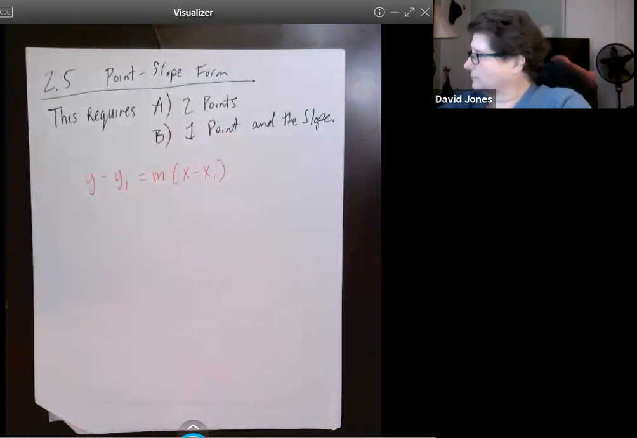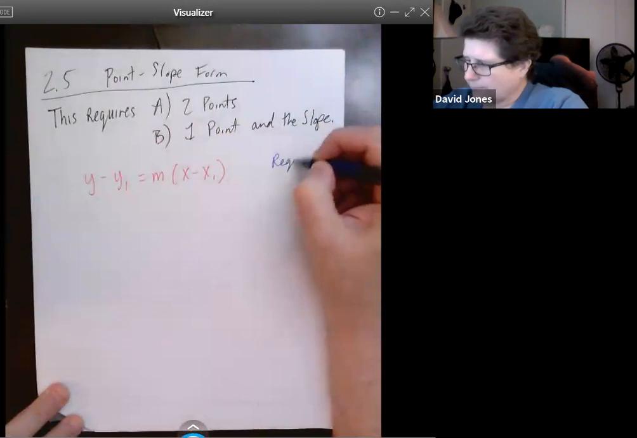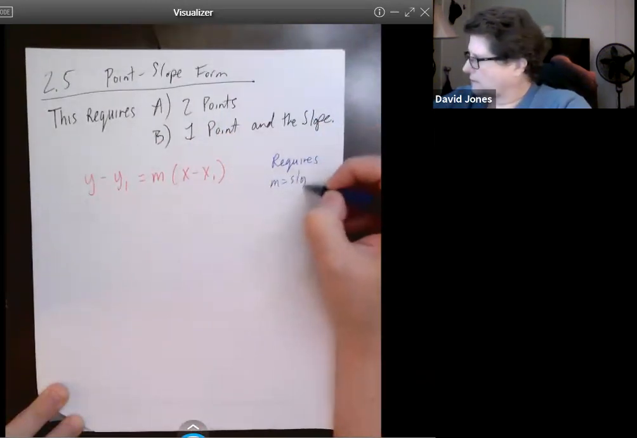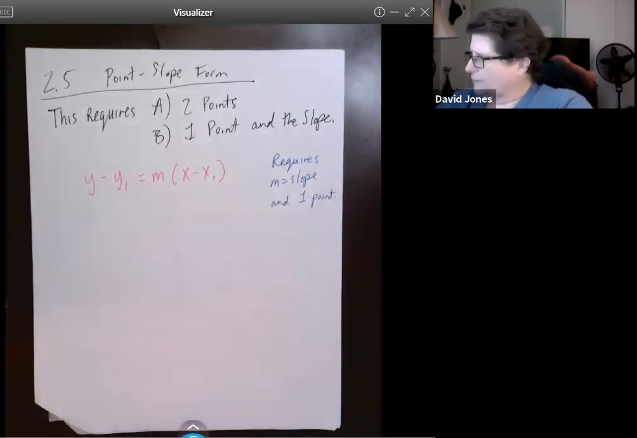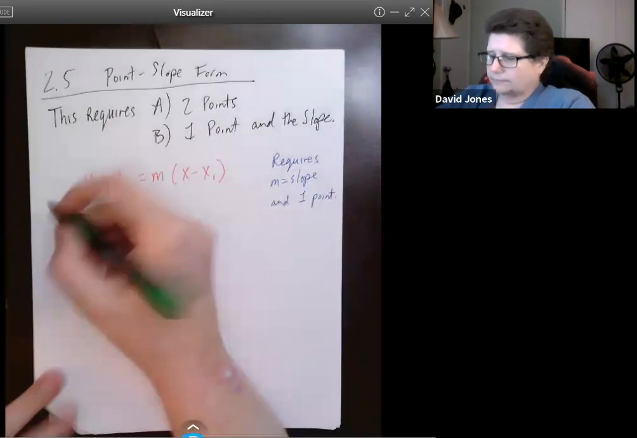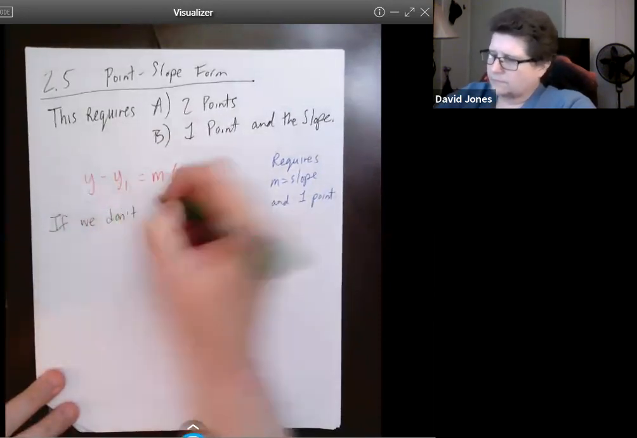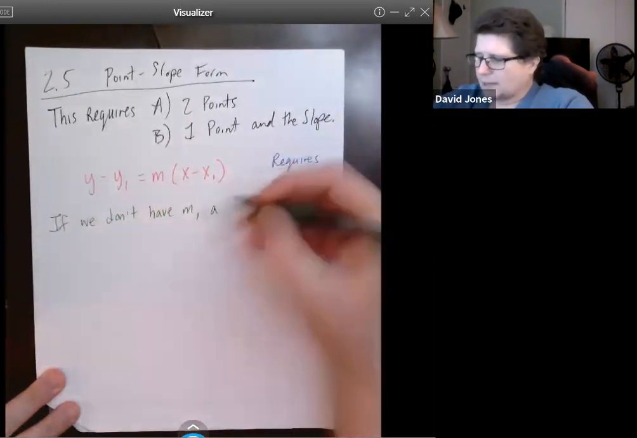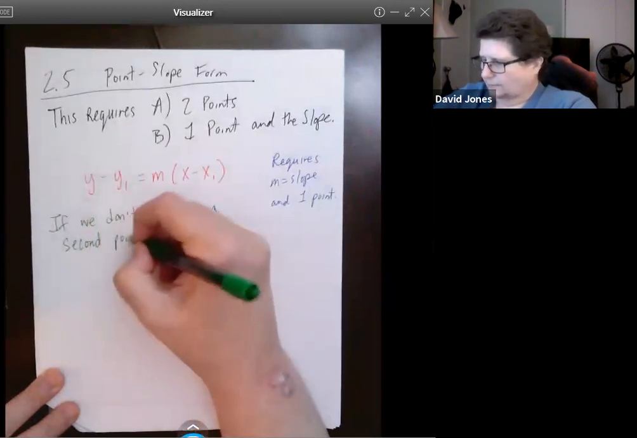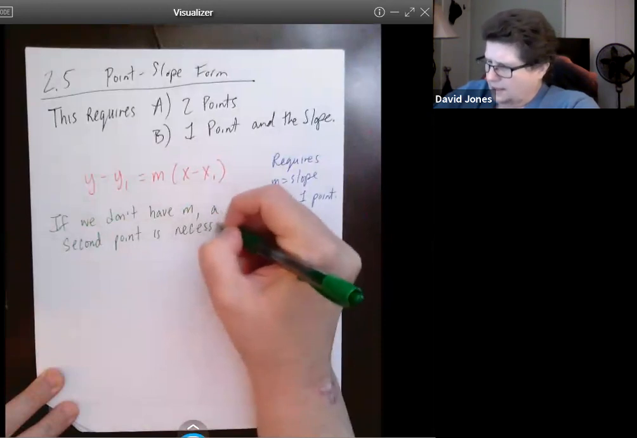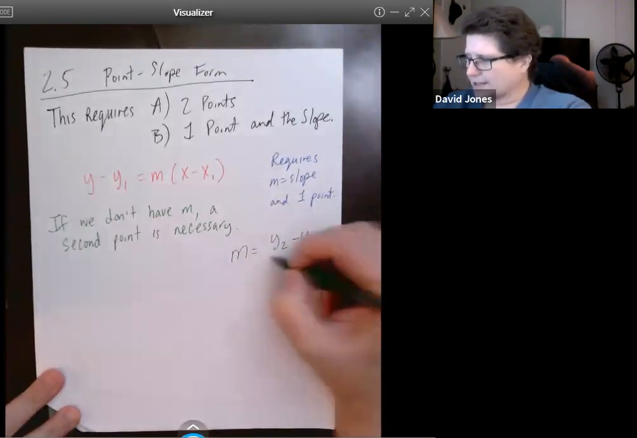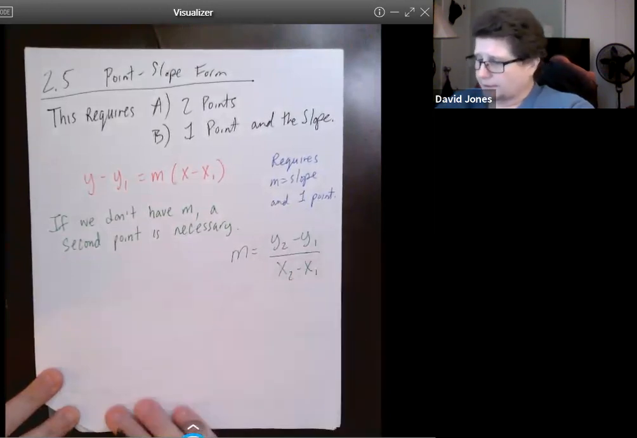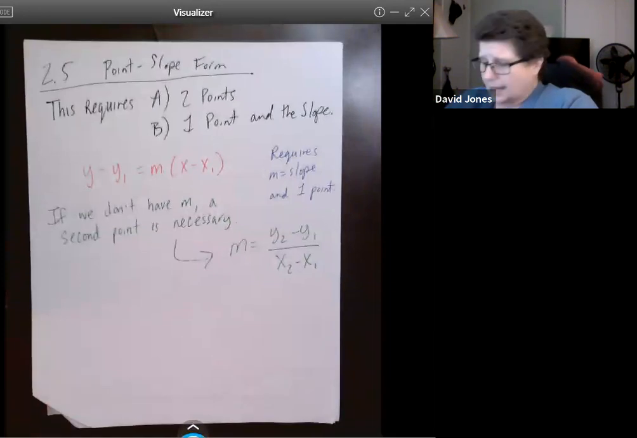All right? So to use this, notice that we need m and 1 point. If we don't have m, a second point is necessary. And from that, we can use the slope formula. Recall m equals y2 minus y1 over x2 minus x1. All right?